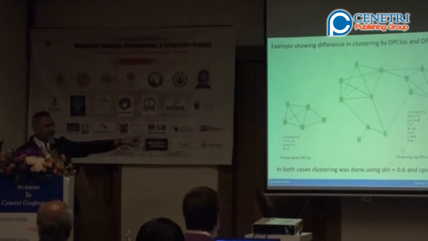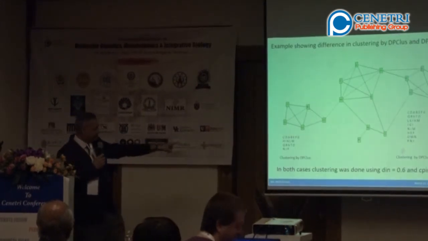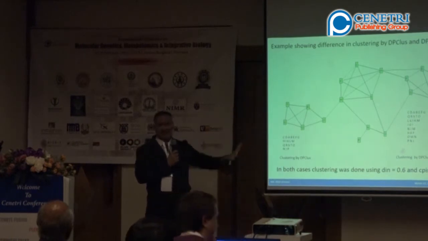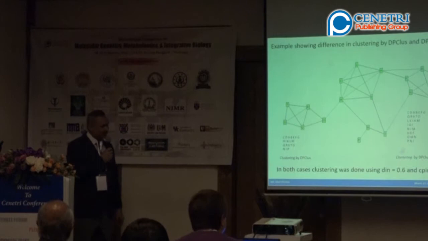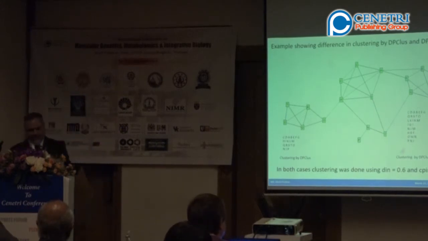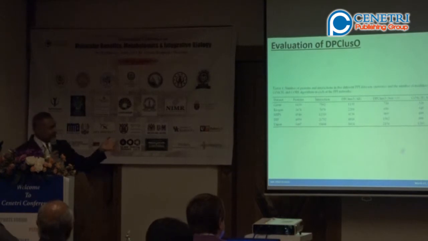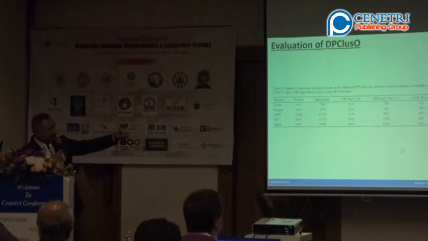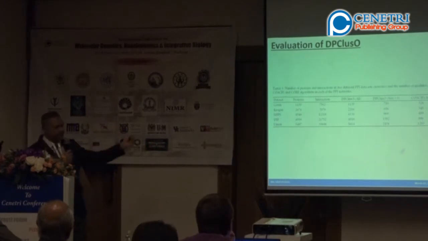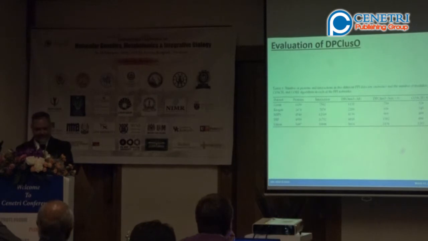If we apply DPClus to this network, we can find four clusters, but if we apply DPClus O, we generate more clusters because we try to generate overlapping clusters, thus extracting some more information from the network. Now, we compared our algorithm with two other different algorithms developed for finding protein complexes in PPI networks, and we showed DPClus O performs better on the benchmark data.